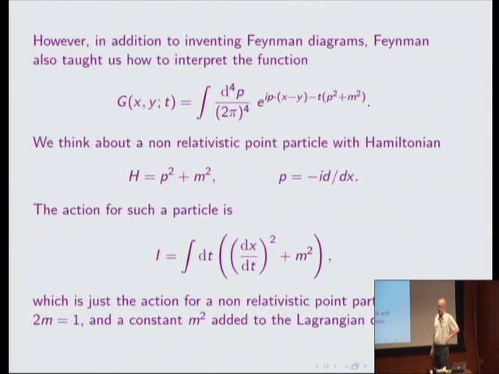And that action is just the first action you met when you met actions the first time. It's the action for a non-relativistic point particle, except that usually there's m over 2 multiplying the kinetic energy. And here m over 2 is 1, so 2m is 1. Sorry. I wrote that 2m is 1, but it should be that m over 2 is 1. And also, we added a constant to the Lagrangian density that wasn't important when you were an undergraduate because the elapsed time was fixed. But here, the elapsed time is part of what we're integrating over. So the constant m squared will eventually multiply the Schwinger parameter.